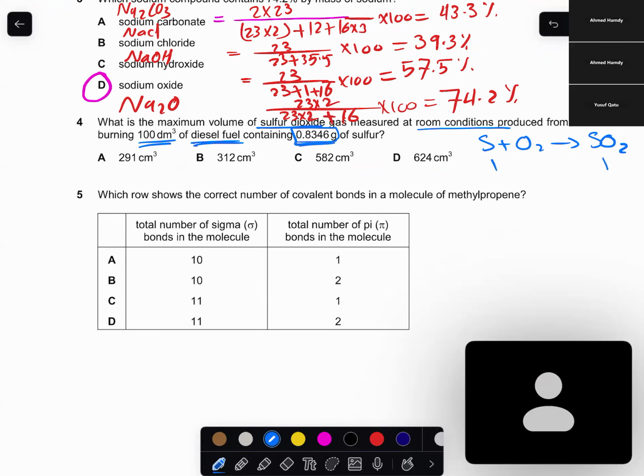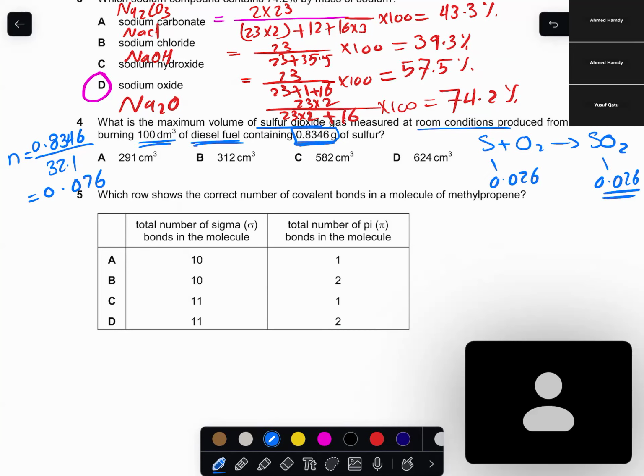So here the mass of sulfur is 0.8346. So the number of moles of sulfur equals 0.8346 over the molar mass of sulfur, which is 32.1, to change it to moles. This amount equals 0.8346 divided by 32.1 equals 0.026. So the number of moles of sulfur is 0.026. So the number of moles of sulfur dioxide will be the same.